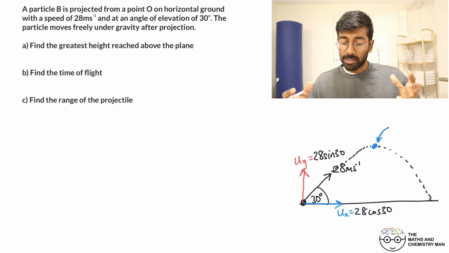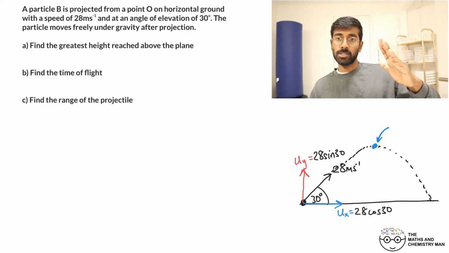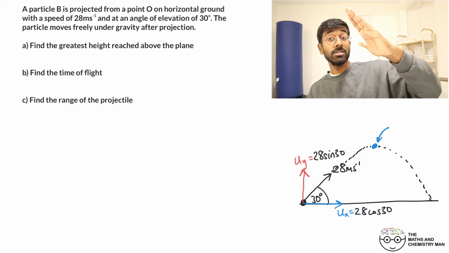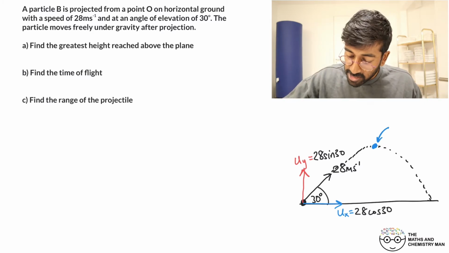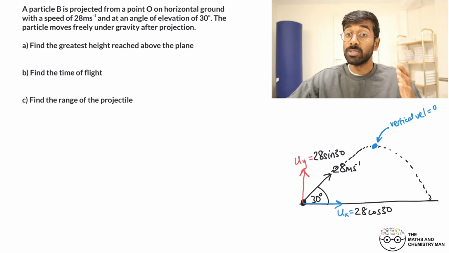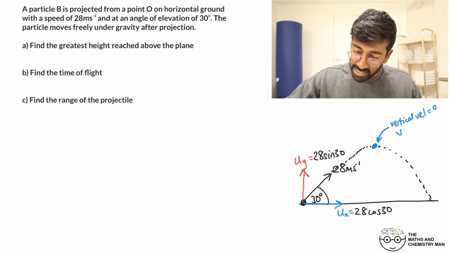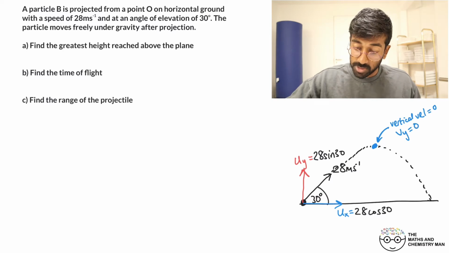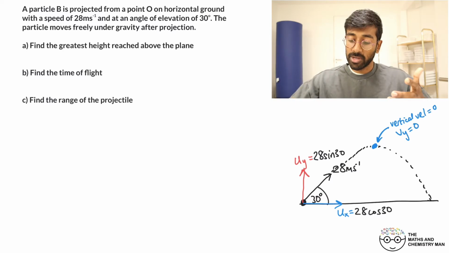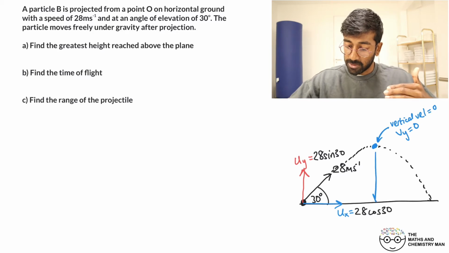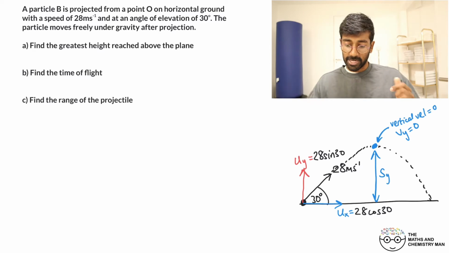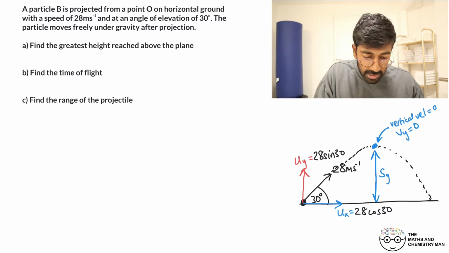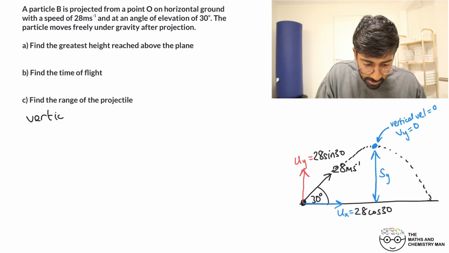But what's happening at the greatest height? Well, think about it. This particle is moving upwards, so it's got some velocity going upwards, but then it's going to stop and come back downwards. So what we need to realize is at this point here, its vertical velocity is equal to 0. So Vy is going to equal 0 at that point. And what are we looking for? We're looking for its greatest height, which is s, its displacement in the y direction.